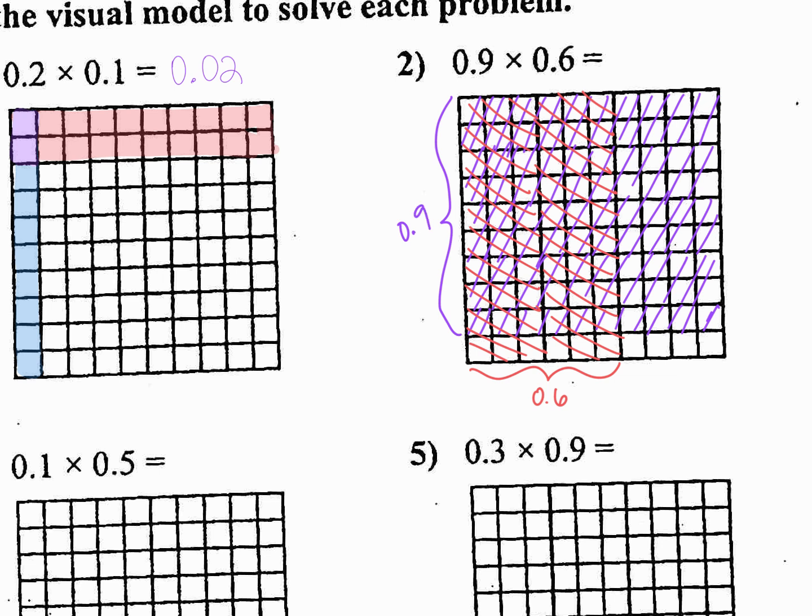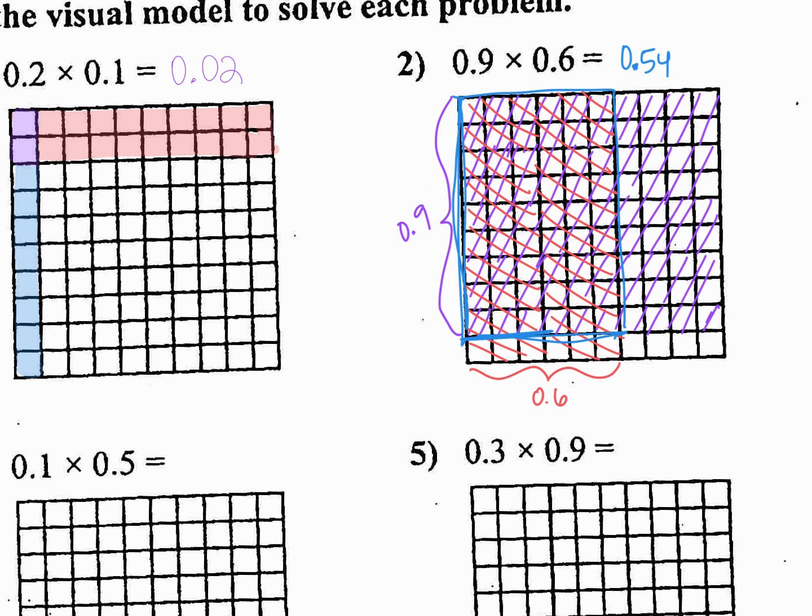Okay, the piece that I'm looking at is where it crisscrosses in the entire thing, which is this section here. And how many hundredths is that? How many? 54. It's 54 hundredths. So if I am counting 1, 2, 3, 4, 5, 6 across, 9 down, 9 times 6 is 54. So that's 54 hundredths.